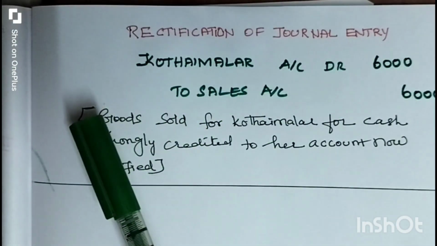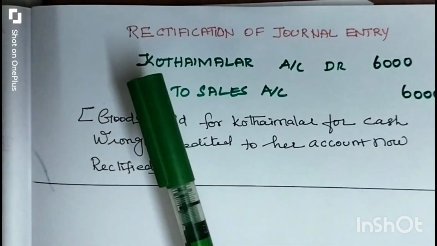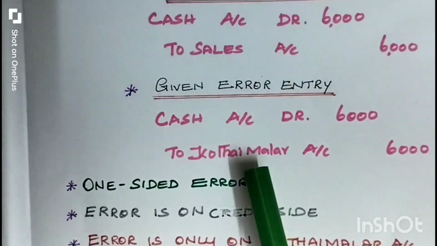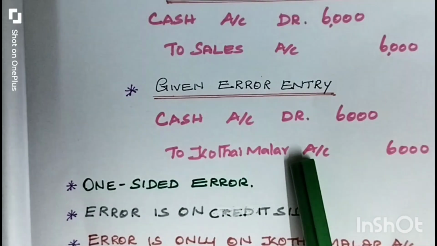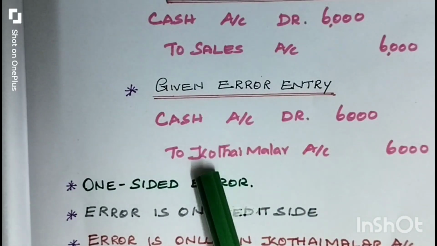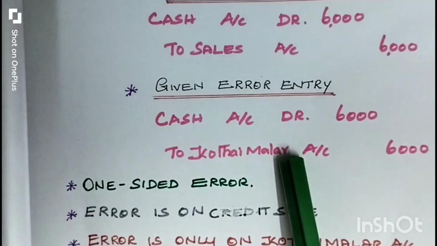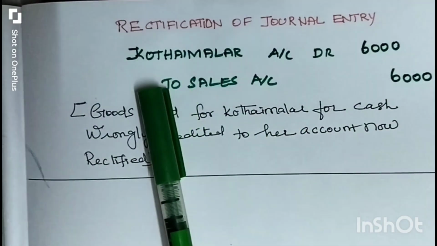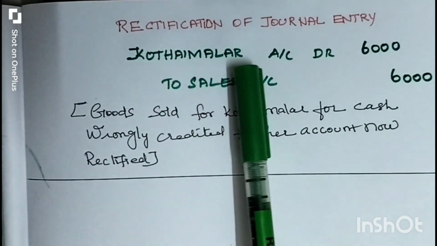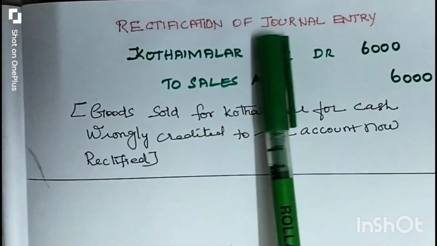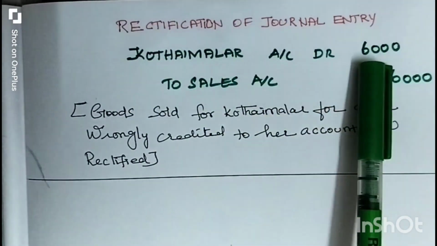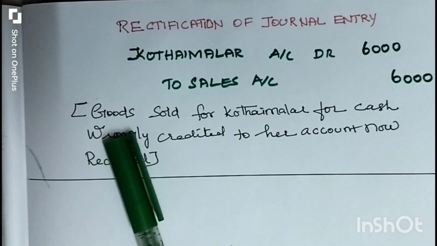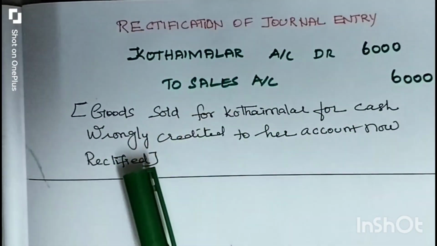Then which account has the error? We have the error on the Kodai Malar account. On which side is the Kodai Malar account? It is on the credit side. So how can we rectify it? We have to debit it only, and the error will be rectified. So we debited the Kodai Malar account. The rectification of the journal entry is Kodai Malar account debtor 6,000 rupees to sales account 6,000 rupees. This is the answer. The narration is: goods sold for Kodai Malar for cash wrongly credited to her account, now rectified.